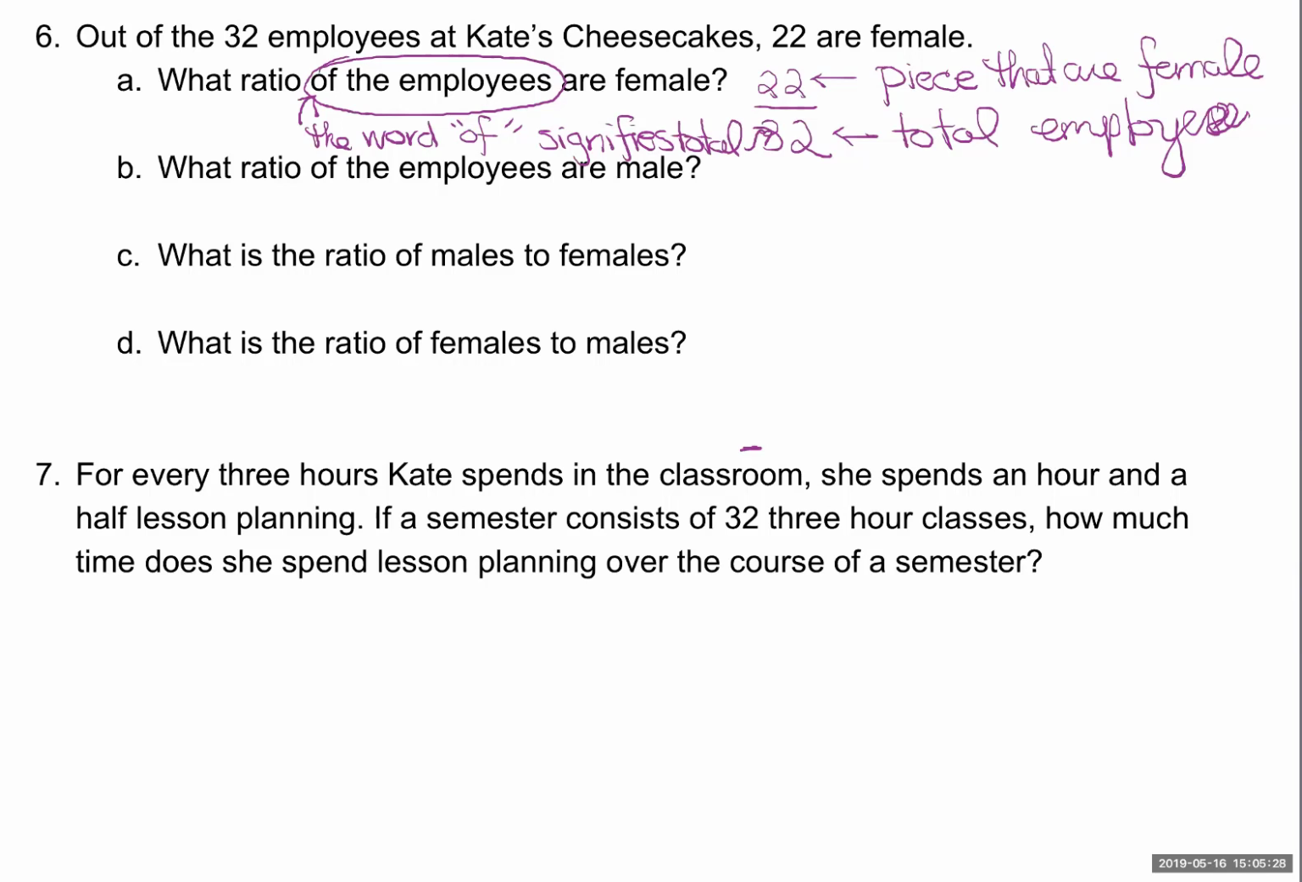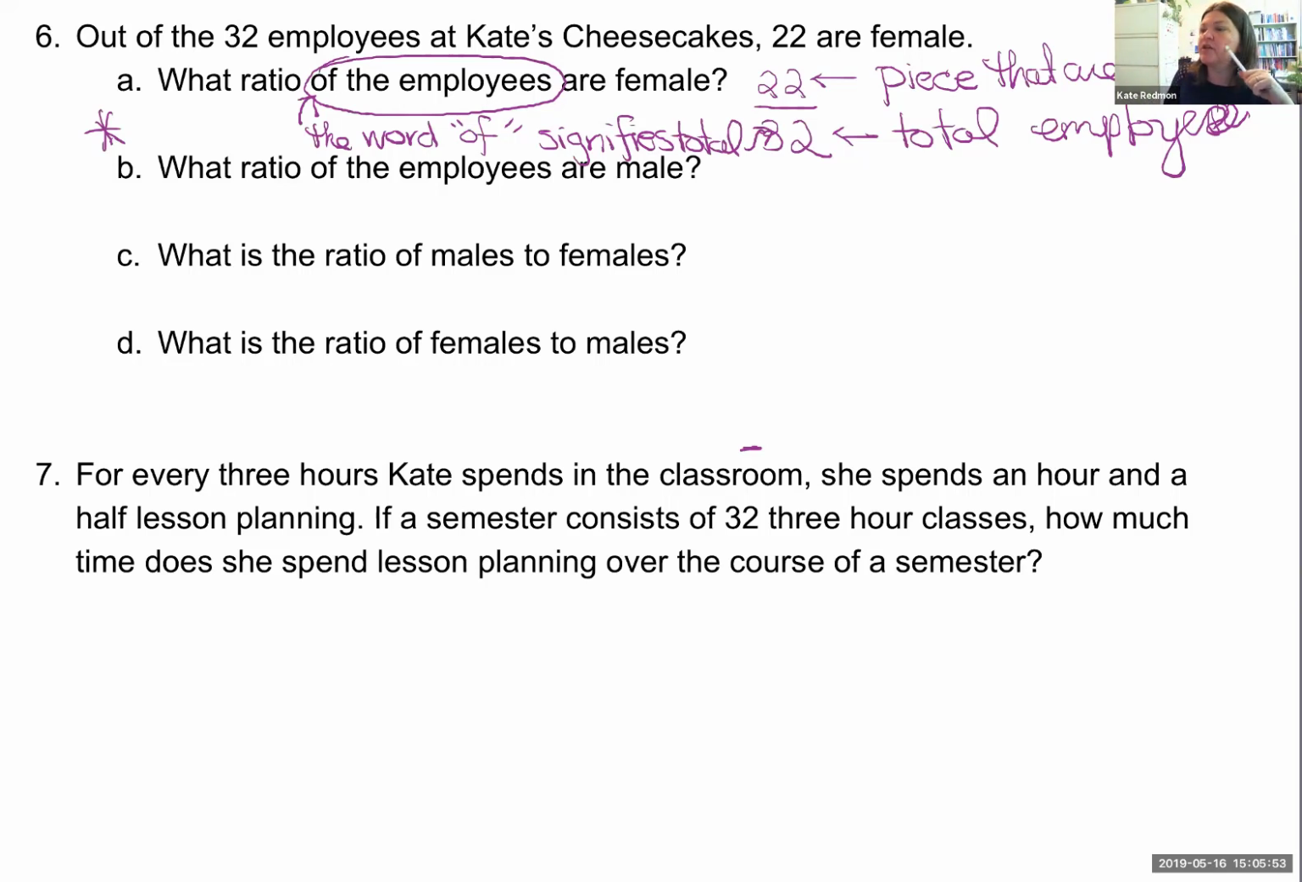And you'll put the piece on the top and the total on the bottom unless told otherwise to do so with that "to" language. So this is the most normal way to do a ratio, with the piece on the top and the total on the bottom. Now, it's not the only way, but I would have to specifically direct you with my "blank to blank" language to do it another way. So then let's try the next one.